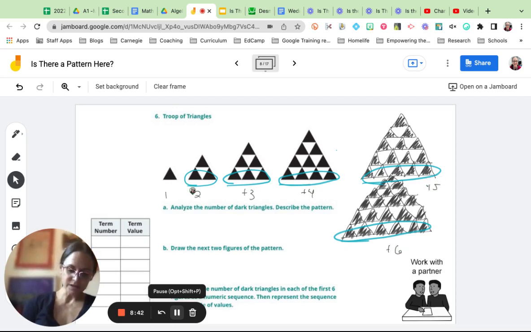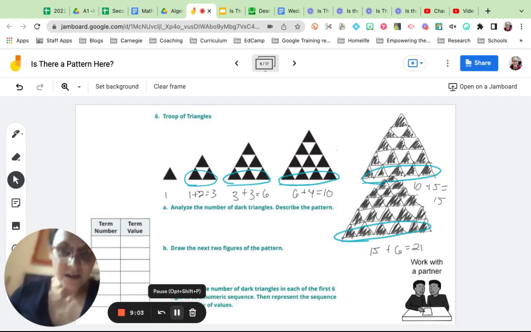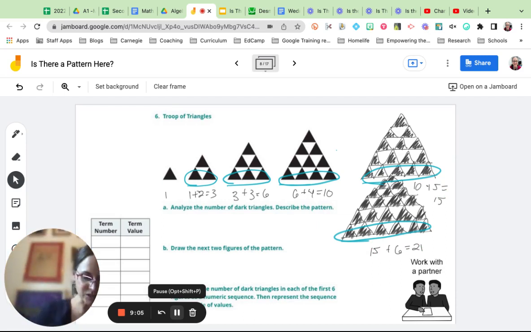So let's just kind of work this out a little bit. 1 plus 2 is 3. Remember, we started with 3. 3 plus 3 is 6. We started with 6. 6 plus 4 is 10. We started with 10. 10 plus 5 is 15. We started with 15. 15 plus 6 is 21. So that's one way to think about how the number of dark triangles here is changing.